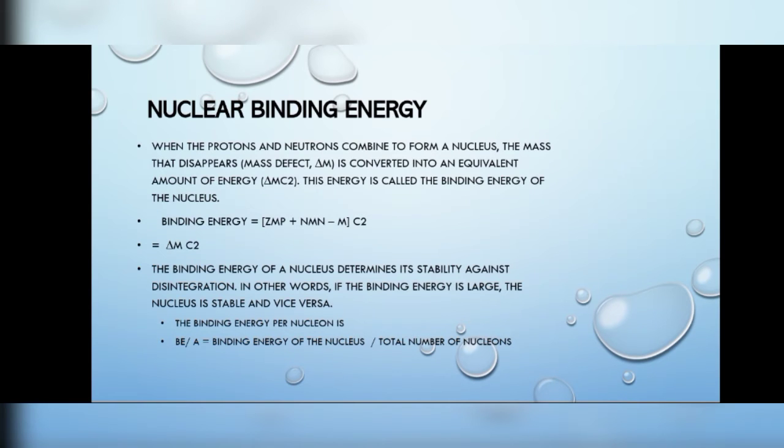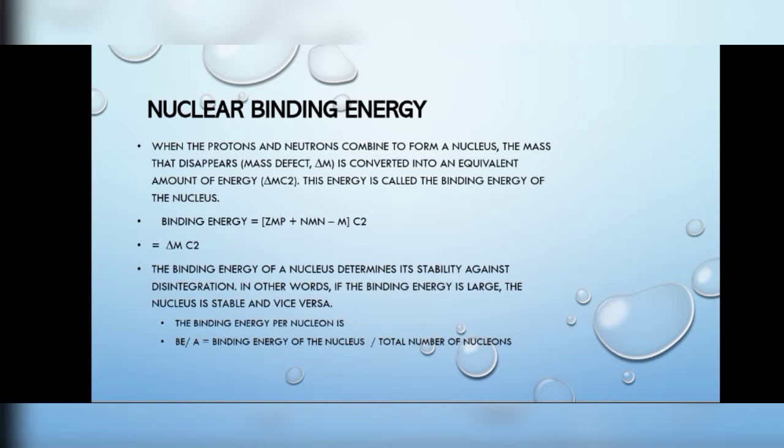Nuclear binding energies. When the protons and neutrons combine to form a nucleus, the mass disappears, which is also called mass defect, which is denoted by delta M. The mass that disappears is converted into equivalent amount of energy, that is delta m c square. This energy is called the binding energy of the nucleus. Binding energy equals delta m c square. The binding energy of a nucleus determines its stability against disintegration.